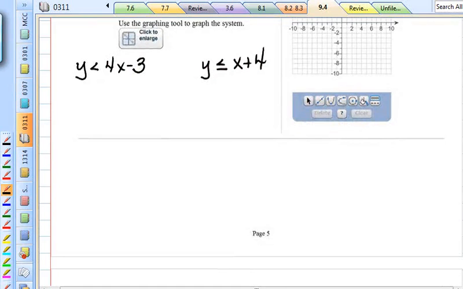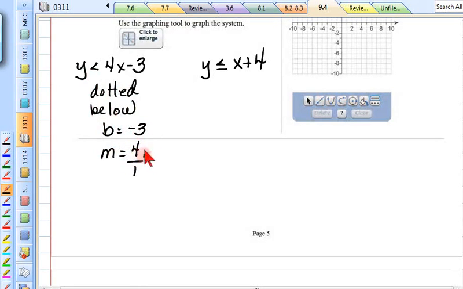For the first one, it has a less than. Is that going to be dotted or solid? It's going to be dotted. Will I be shading above or below that line? Below it. Where will I begin? At -3. And the slope is 4, so it's up 4, right 1. So I have to accumulate all that information, and when I do that one, I will do it in pink.